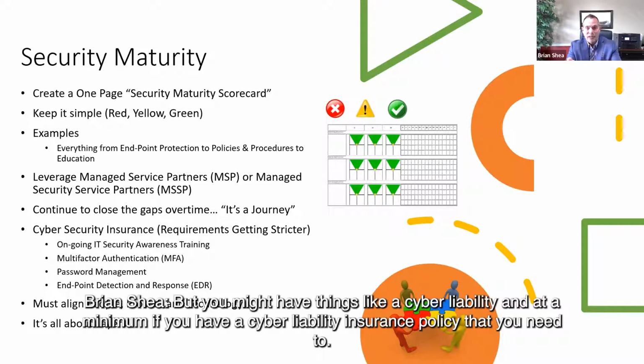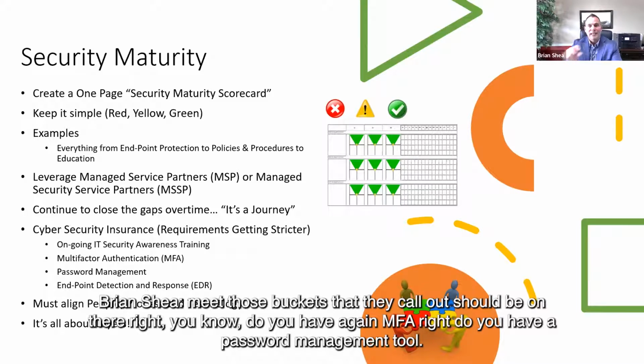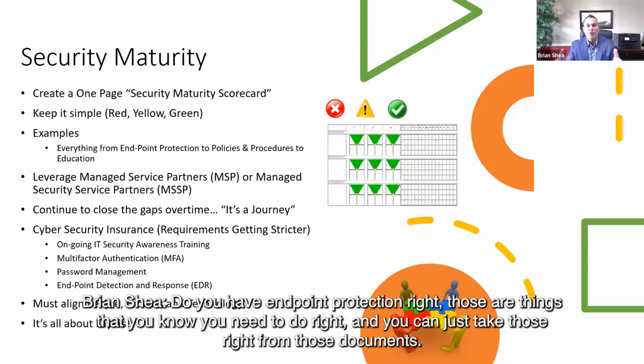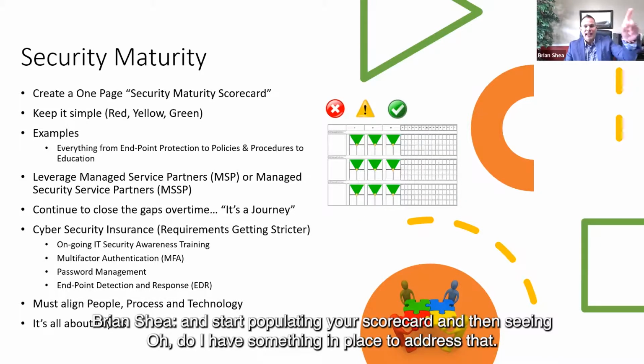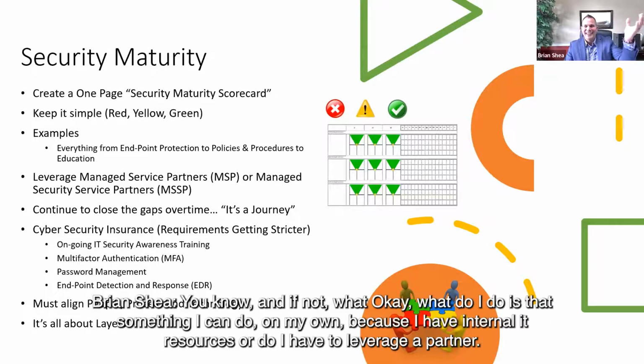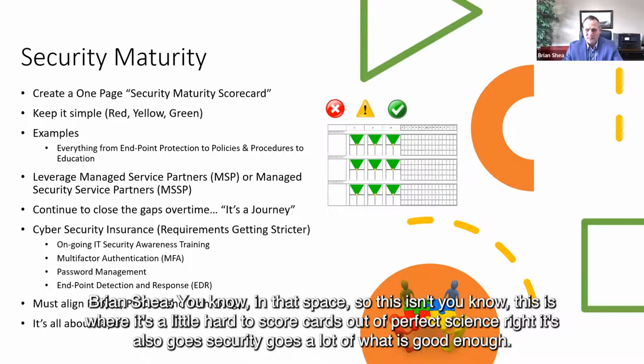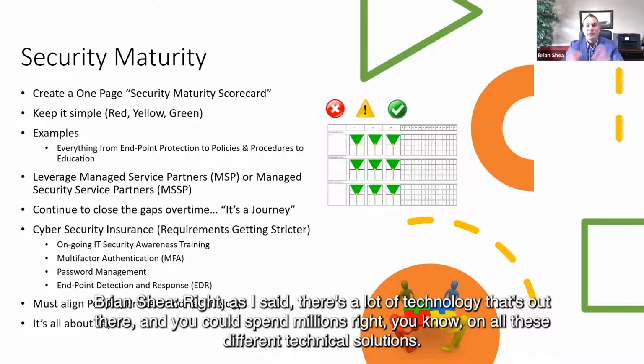But you might have things like a cyber liability, and at a minimum, if you have a cyber liability insurance policy that you need to meet, those buckets that they call out should be on there, right? Do you have, again, MFA, right? Do you have a password management tool? Do you have endpoint protection, right? Those are things that you need to do, right? And you can just take those right from those documents and start populating your scorecard and then seeing, oh, do I have something in place to address that? And if not, okay, what do I do? Is that something I could do on my own because I have internal IT resources, or do I have to leverage a partner in that space? So this is where it's a little hard. Scorecard's not a perfect science, right? It's also, security goes a lot of what is good enough, right? As I said, there's a lot of technology that's out there, and you could spend millions, right?